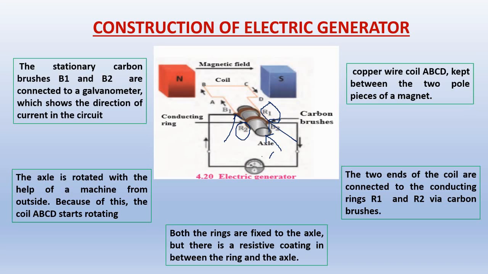The brushes, with the help of connecting wires, are connected to a galvanometer. This galvanometer will detect the amount of current and also the direction of the current flowing through the circuit. So this is the construction of an electric generator.